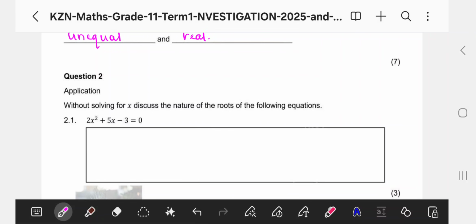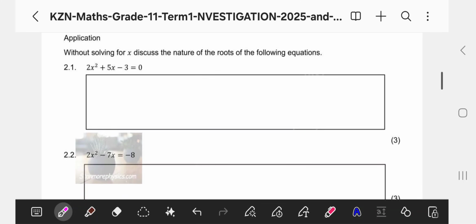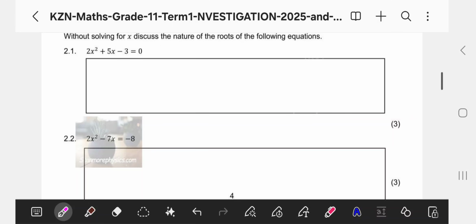Okay, let's go on to question 2. So it says, without solving for x, discuss the nature of roots of the following equations. So in order for you to discuss the nature of roots, you need to know what the discriminant is. So for each of these equations, we will be calculating the discriminant, and based on our answer, we will state what the nature of roots are. Let's start off by calculating the discriminant. It is b squared minus 4ac. Here we've got b as positive 5, a is 2, and c is negative 3.